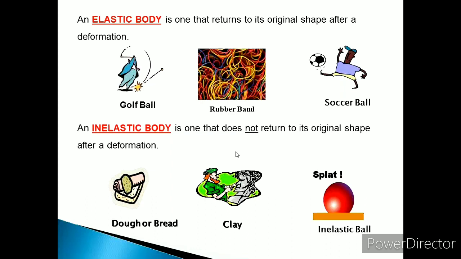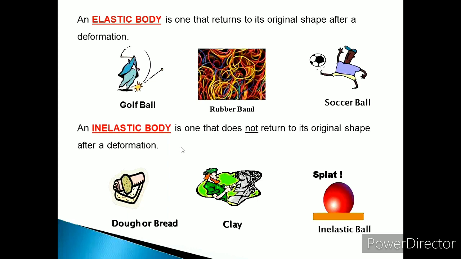Okay. What is the other kind of body? That is an inelastic body. That is another kind of body. The property is ultimately the opposite of the elastic body. That is what an inelastic body is.